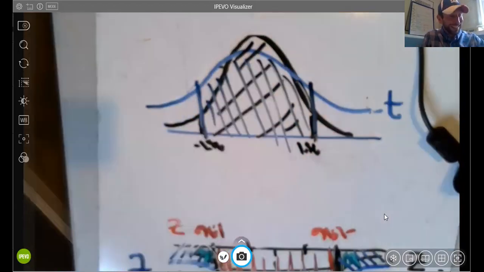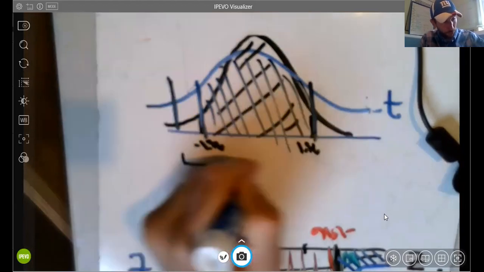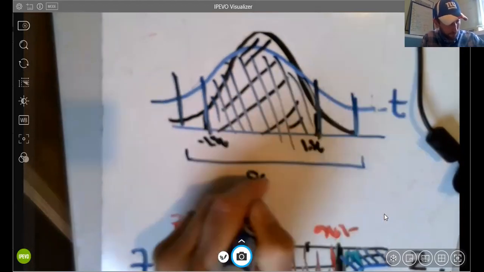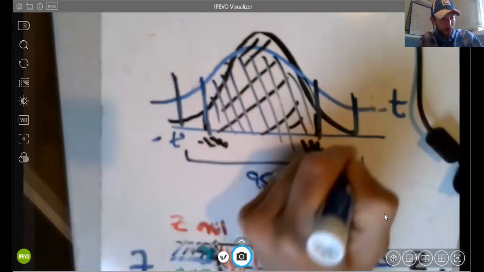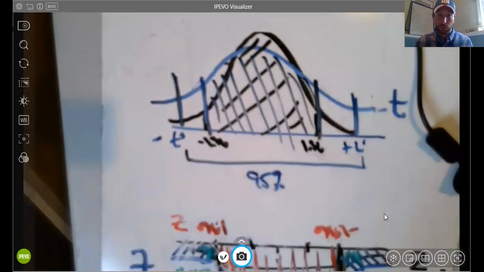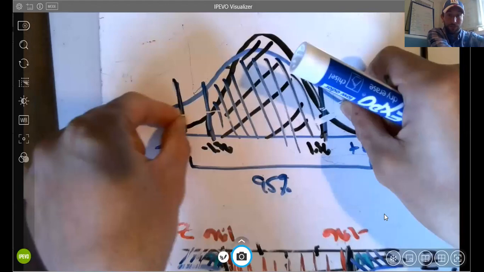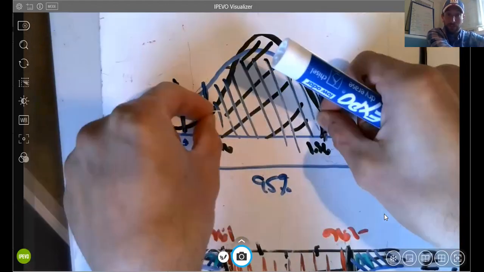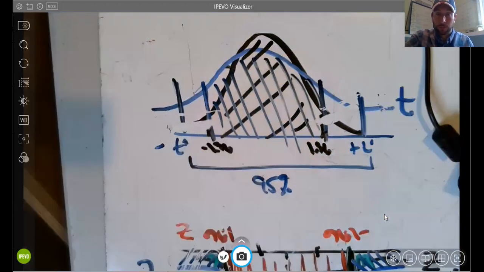So in order for me to contain 95% of the data, I'm going to have to move further out. My critical value T star is going to be larger, further away from the middle for the T distribution than for the normal model. Literally picture taking this black and stretching it out. So these two black lines that I have move further away. That pretty much just makes everything I just said irrelevant. All right, so how do we get T star?